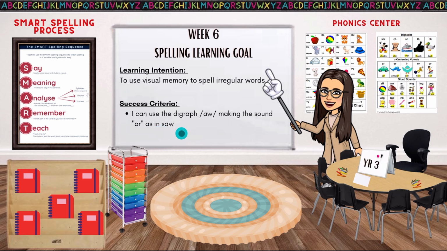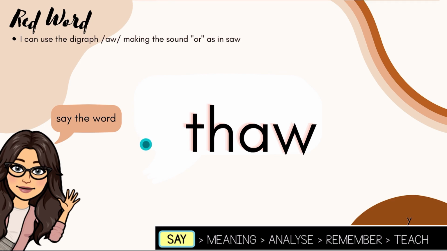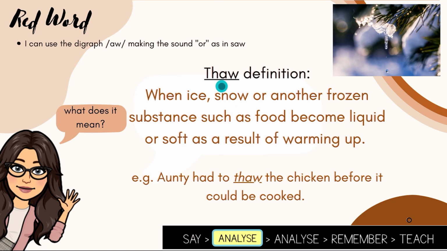Let's get started. The first word we are going to be looking at today is the word thaw, and it comes from the red word column. Can you please say thaw? Thaw is defined as when ice, snow, or another frozen substance, such as food, become liquid or soft as a result of warming up.